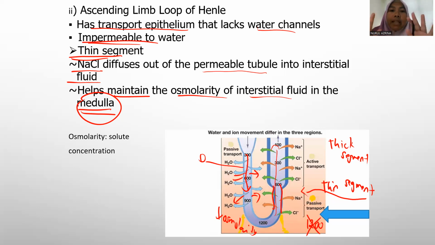So due to that, to maintain this osmolarity, dia nak kekalkan mesti lebih kurang 1200. So at the ascending loop of Henle, it will reabsorb salt. So garam sahaja akan keluar. Right? So due to that, the surrounding interstitial fluid in the medulla will be maintained. The osmolarity will be maintained. That's why you can see here, kepekatan dia pun, as salt keluar, the concentration inside the ascending loop of Henle will be reduced as more salt is reabsorbed.